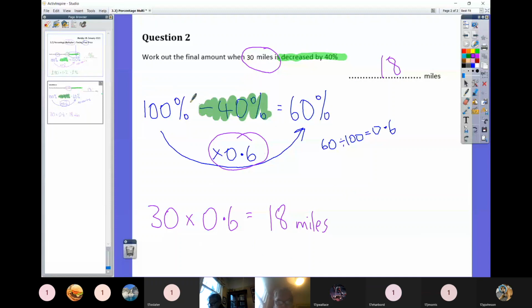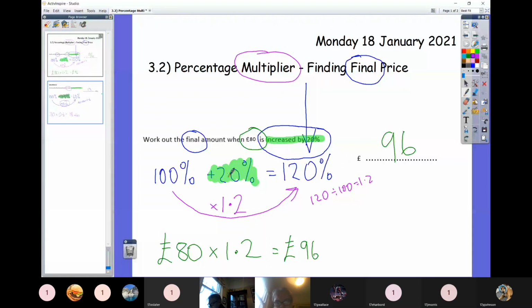So step 1, start off with your 100%, either take away or add a percentage to get your revised percentage, and then say to yourself, how do you turn 100 into 60? What do you multiply 100 by to get 60? That would be 0.6. That will make it smaller. Okay, in question 1, how do we make something bigger by 20%? We multiply it by 1.2.